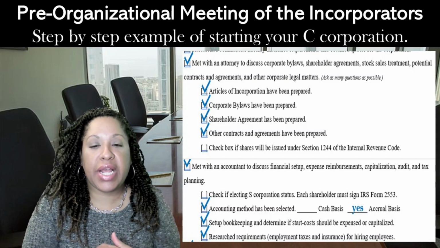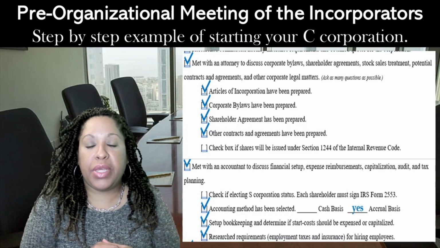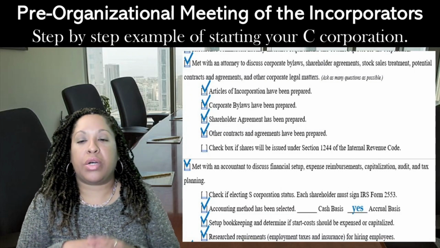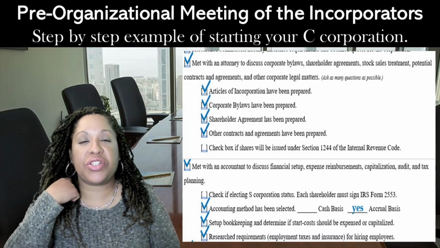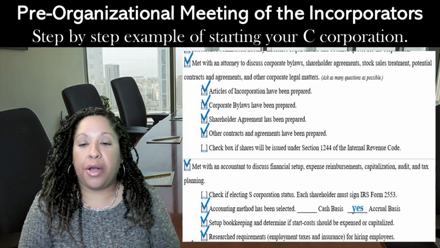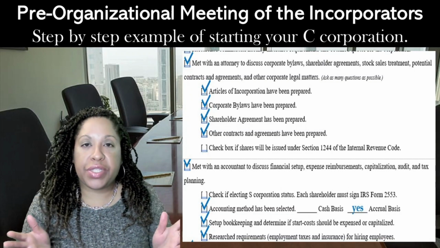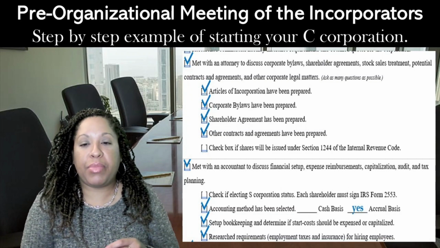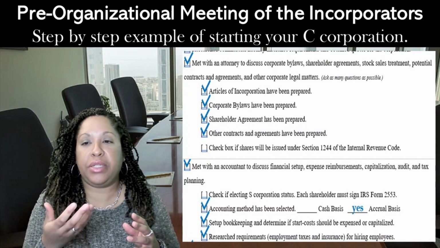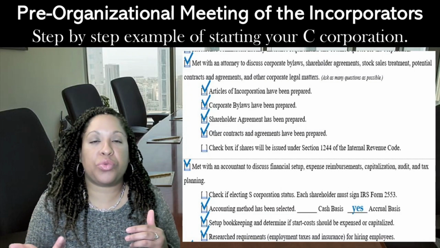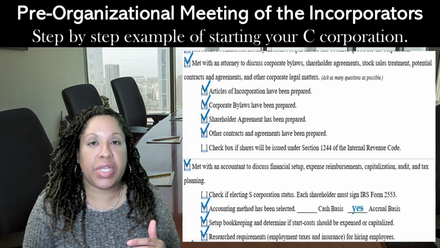Next, accounting method has been selected, either cash based or accrual based. We're not going to get into the deep dive of that, but basically that's just saying when you're setting up your books, your accounting, whenever you receive and pay out money, that's when it's considered actually hitting the books.